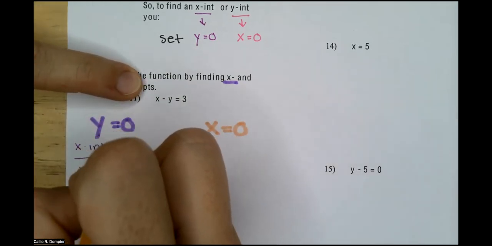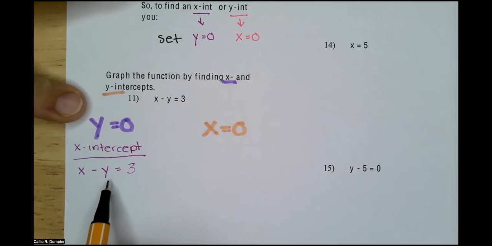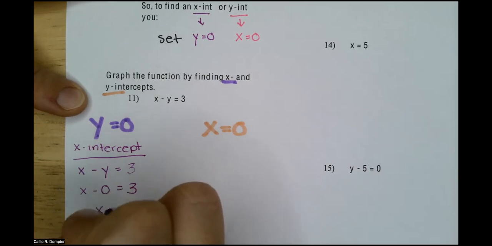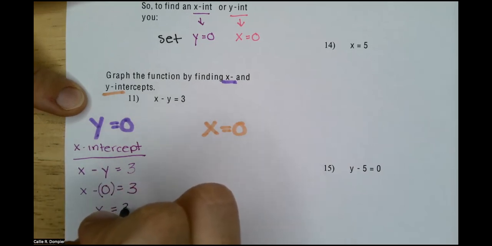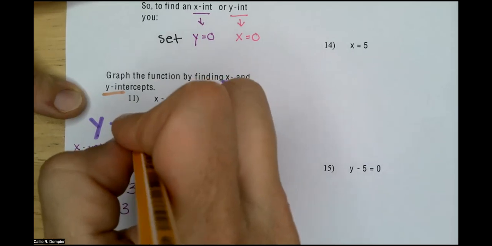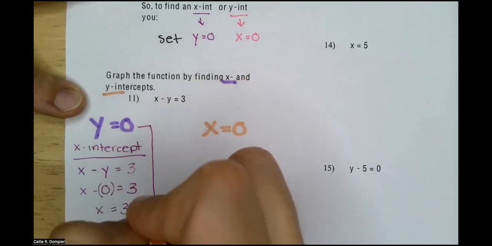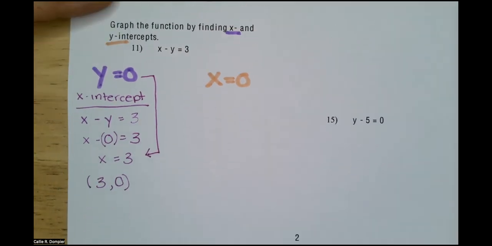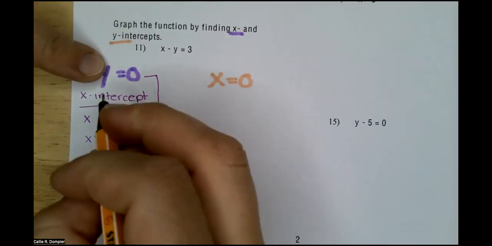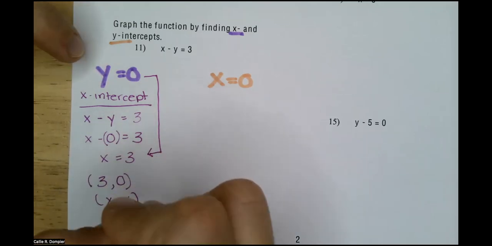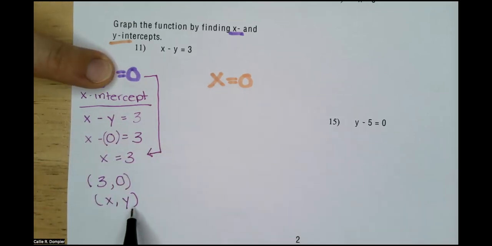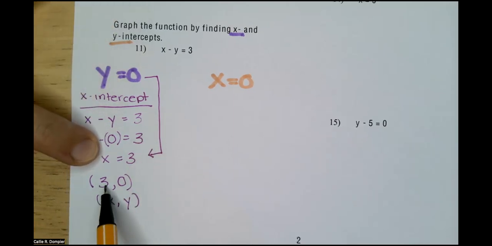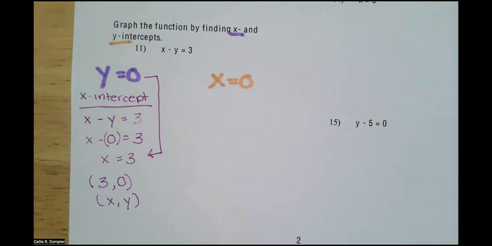X minus y equals 3. Y is 0. X minus 0 equals 3. X equals 3. So my x-intercept is the point 3, 0, because remember, this is just x, y. We already know our y is 0 because it's the x-intercept. And then my x, I solved for 3. So it's the point 3, 0. Good.